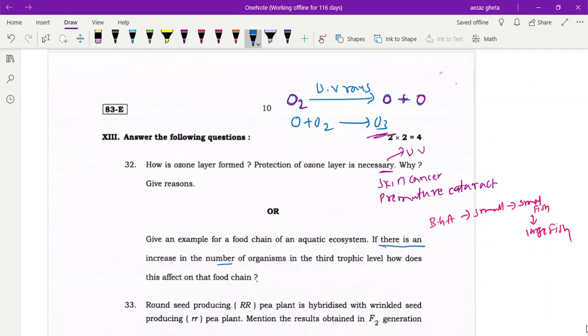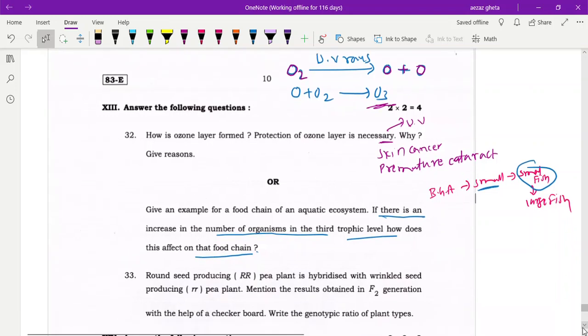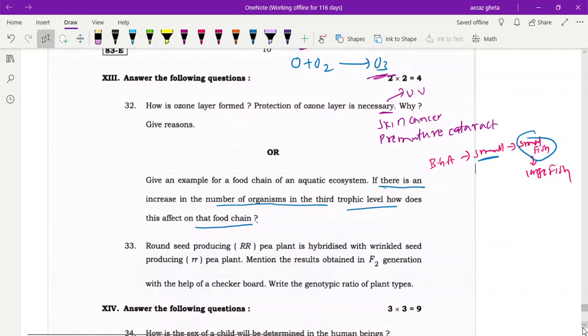If there is an increase in the number of organisms in the third trophic level, how does this affect that food chain? If the third trophic level organisms increase, then the second trophic level organisms will decrease. It will impact the food chain. It will affect the balance in an ecosystem. Because if the third trophic level has more organisms, they will start to eat more small insects, correct? So their population will decrease, finished, you got it.